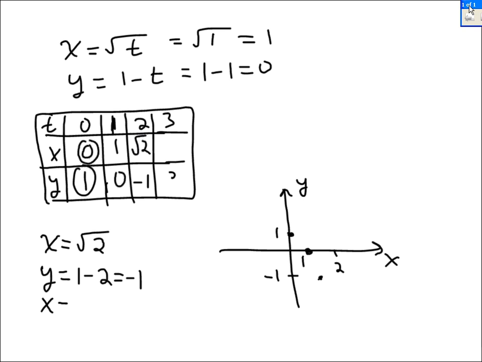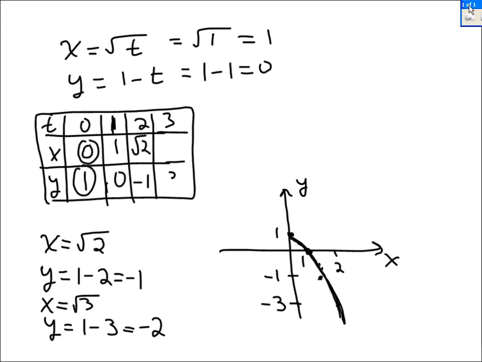And when t is 3, x is the square root of 3, and y is 1 minus 3, negative 2. So we get the square root of 3, negative 2. Square root of 3 is a little bit more than the square root of 2, but it's still less than 2. Maybe it's right here. And it looks like we're sketching something that looks like that.